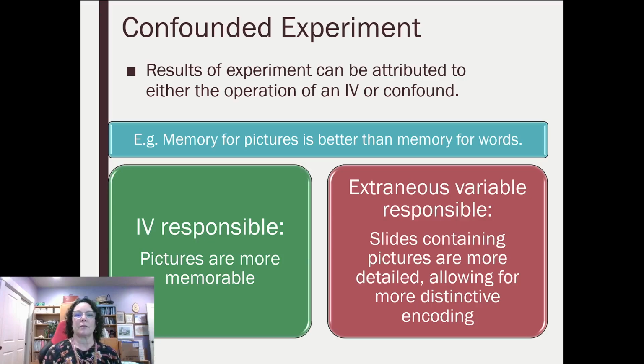It could be that there's some kind of extraneous variable present. Maybe the slides that contain the pictures are more detailed, right? Words are just words, whereas pictures have more, don't they? They have details. Like when you hear the word vase, you're generating in your mind maybe an image of a vase. But when I show you a picture of a vase, it might have more details than the one that you generated in your own mind, right? And that might make it more memorable, might make it more distinctive, easier to remember.